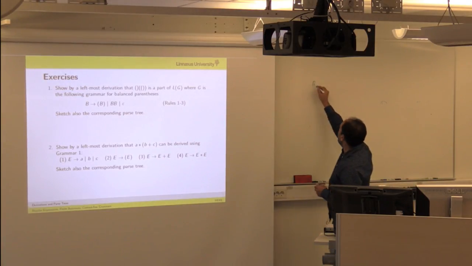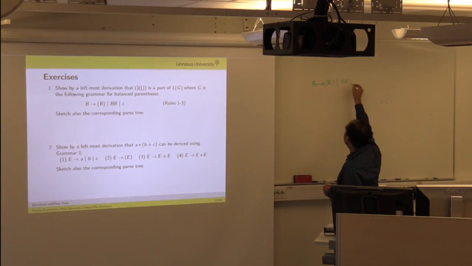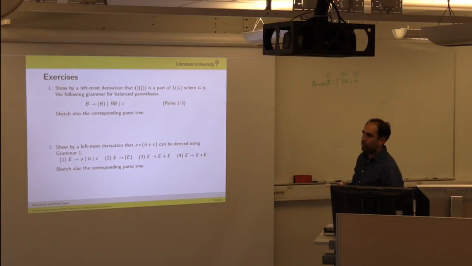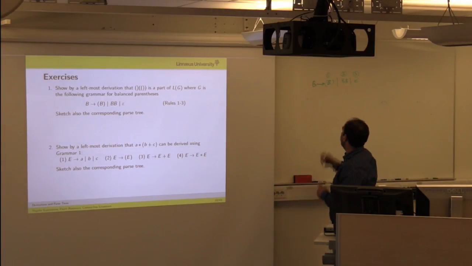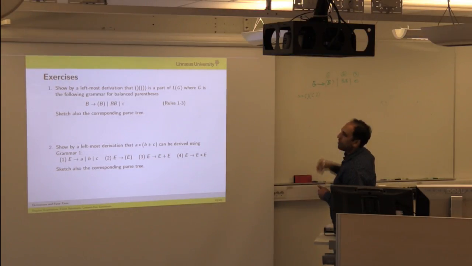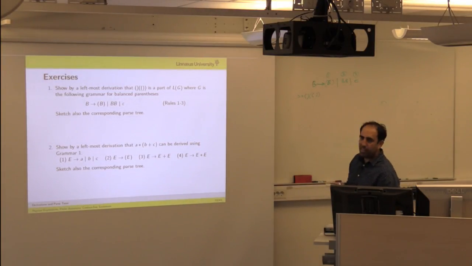The context-free grammar we have is S goes to B, or BB, or the empty string. I call this part 1, this part 2, so these are production rules. This is rule 1, so 1, 2, 3. And the string we have is S equal to a parenthesis, then an inner parenthesis and a nested parenthesis. And the rule we need to apply is the leftmost derivation. Okay.